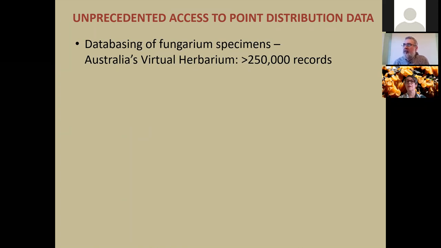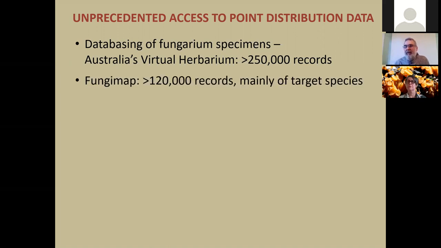And through Australia's virtual herbarium, more than 250,000 records of fungi are now present in the ALA from fungaria around Australia. And look, I'm deliberately using the word fungaria to mean fungal collections, even though I know my own institution is called the National Herbarium of Victoria, but as far as I'm concerned, within that, there is a fungarium. And then the Fungimap records were chuffing along now.